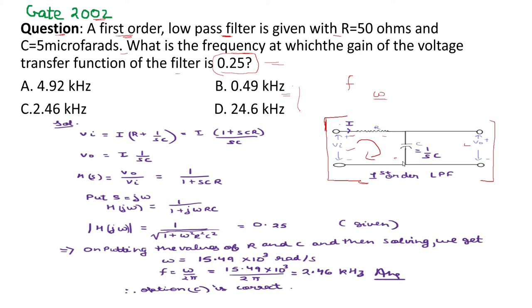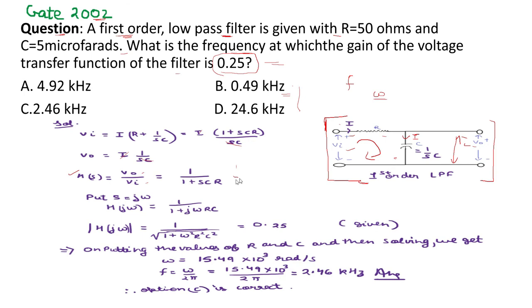plus 1 upon SC. Since this is open circuit, therefore total current is flowing here, and you can see output voltage is the voltage across this capacitor, so it is I into 1 upon SC. Therefore the transfer function or the voltage gain or the voltage transfer function is V naught upon Vi, means output upon input, and you can see that I will get cancelled out, and similarly SC. Therefore we will get 1 upon SCR.